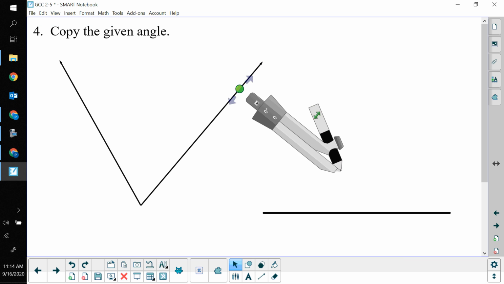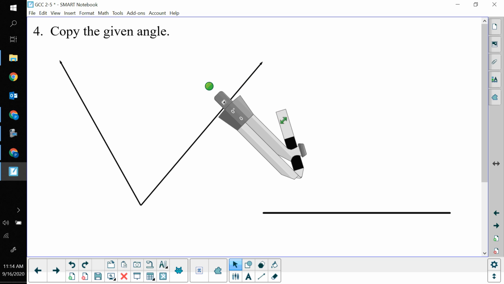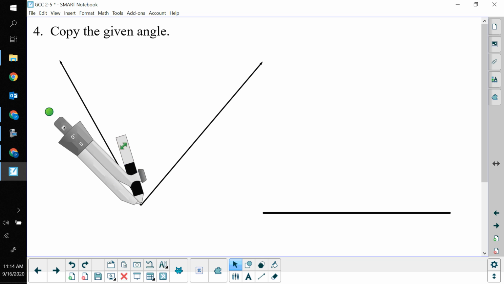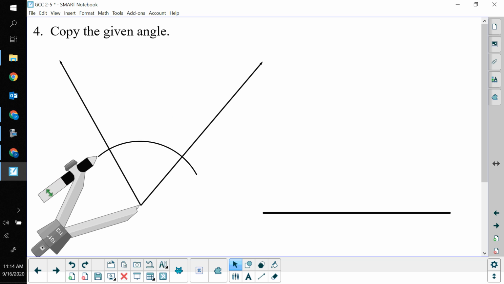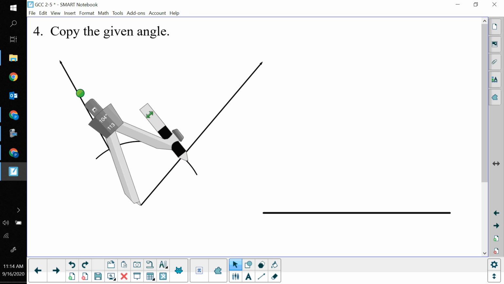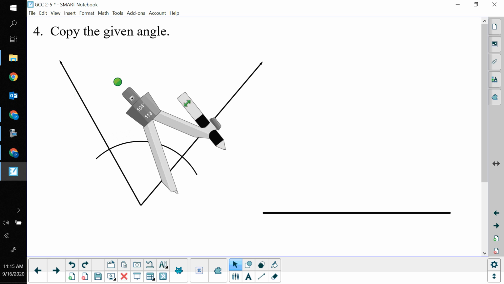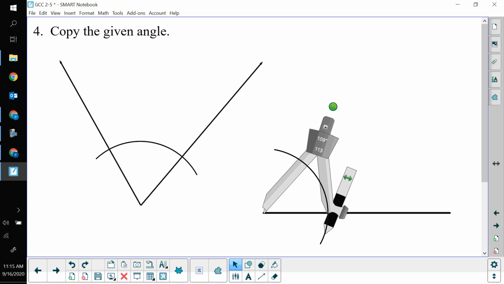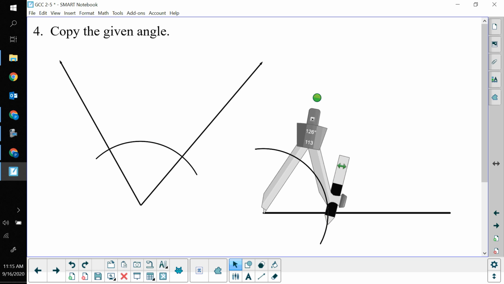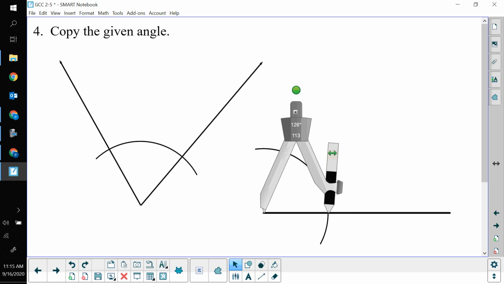So now what we have to do is we need to put our point on the vertex of the angle, and we need to swoop any convenient arc so that it intersects twice on the sides of our angles. We'll then take our compass, open the exact same amount. We'll put our point on the end point, and we'll swoop that same arc. Make sure you swoop it big enough because we're going to want to get an intersection eventually.